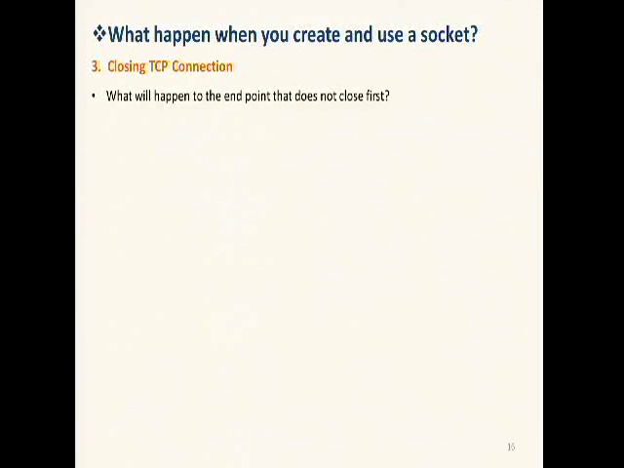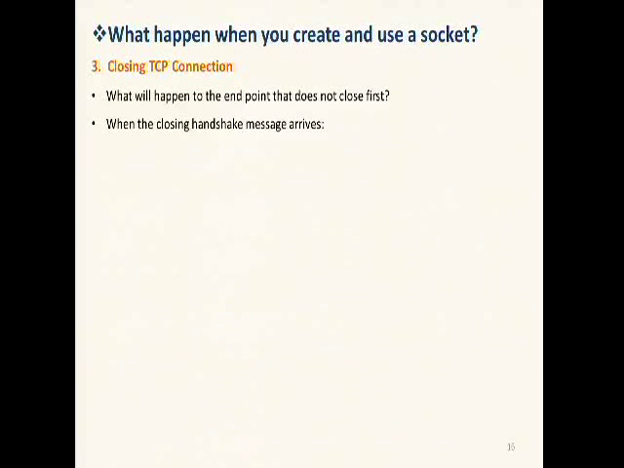So now, what will happen to the endpoint that does not close first? We know exactly what happens to the one that sent the request of closing the connection. So what happens at the other side? Now we know in here, it's in the time wait for some time and it will disappear. But what will happen over there? And you might think about the time. Do they happen at the same time, simultaneously, or at a different time? That's for you to think about. Okay?